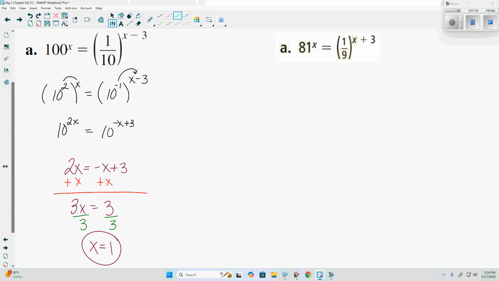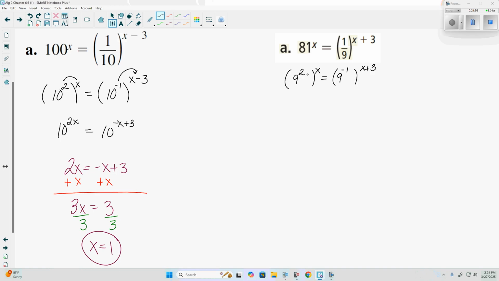Yes. 81 to the x is equal to 1/9 to the x plus 3. So it'd be nice if we could rewrite these so that the bases are the same. Now the 1/9, we can move the 9 from the bottom of the fraction to the top. 81, we could rewrite it as what? 9 squared. Incidentally, we could have used 3, because 3 to the 4th would have been 81. 3 to the negative 2 would have been 1/9.